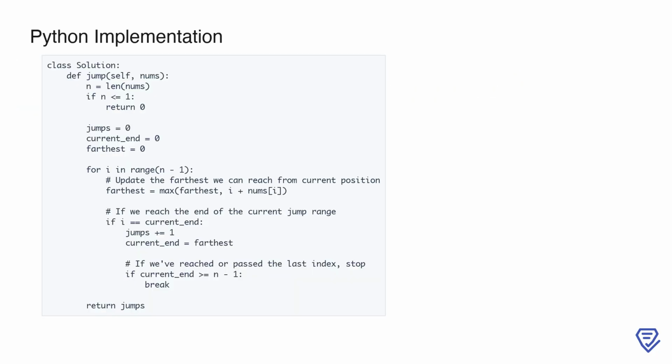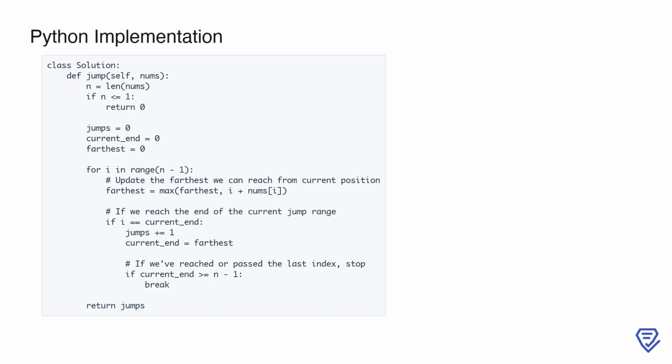The solution implements a greedy approach to solve the Jump Game 2 problem efficiently. The goal is to find the minimum number of jumps required to reach the end of the array. We start by initializing 3 variables. 1. jumps, to count the number of jumps made. 2. current_n, to track the farthest point we can reach with the current number of jumps. 3. farthest, to track the farthest point we can potentially reach from the current position.